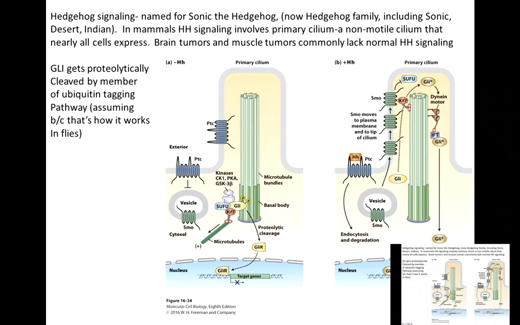The GLI here, becoming GLI-R, GLI repressor, is tagged by a member of the ubiquitin tagging pathway. So again, ubiquitin is involved in this pathway. We actually don't know that for humans yet, but it works that way in flies, and we're assuming it does work that same way in humans.